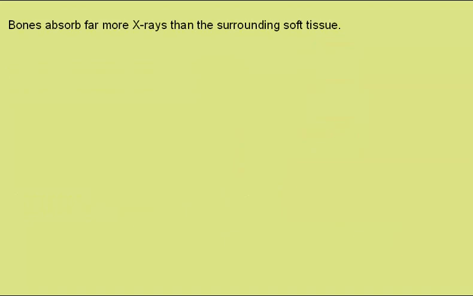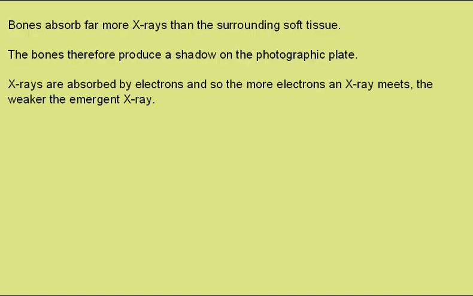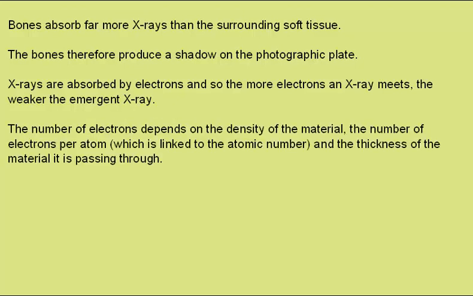Bones absorb far more X-rays than the surrounding soft tissue. The bones therefore produce a shadow on the photographic plate. X-rays are absorbed by electrons, and so the more electrons an X-ray meets on its journey, the weaker the emergent X-ray beam will be. The number of electrons depends on the density of the material, as in bone is more dense than the surrounding tissue, the number of electrons per atom, which is linked to the atomic number, and the thickness of the material it is passing through.